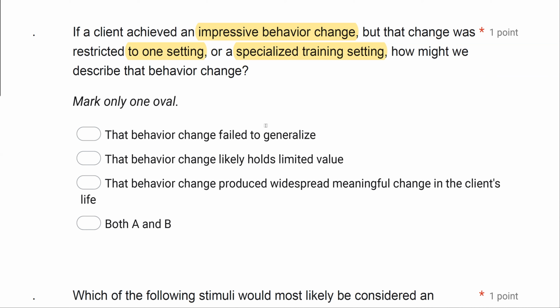C, that behavior change produced widespread, meaningful change in the client's life. Well, it didn't. It's not widespread, right? It's one setting or a specialized training setting. That's a problem. So we would say the behavior change failed to generalize, and the behavior change likely holds limited value. So both A and B.